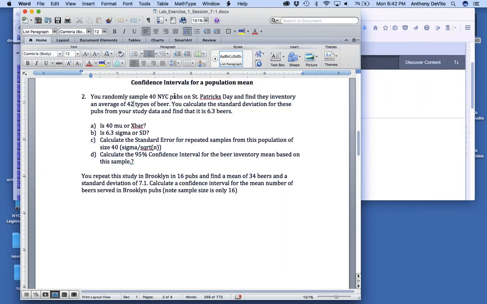So what do we know here? We know X bar, right? We know the mean, which is 42. We know the sample size, which is 40. Do we know the population standard deviation for all bars in New York City? No, we don't. So the only thing we can do here is estimate the population standard deviation, sigma, from the standard deviation of our sample. Turns out it's 6.3.